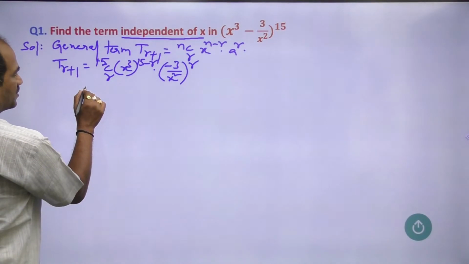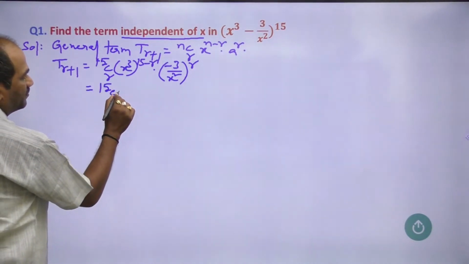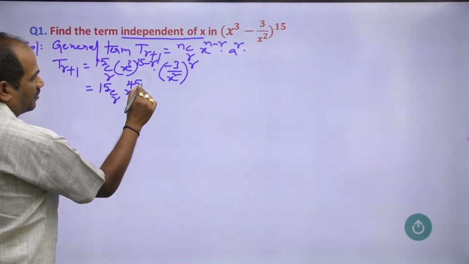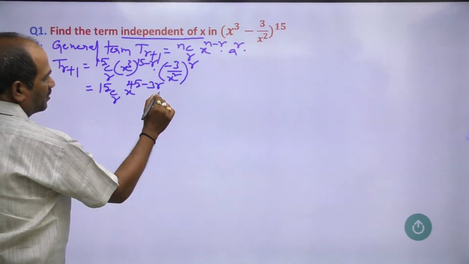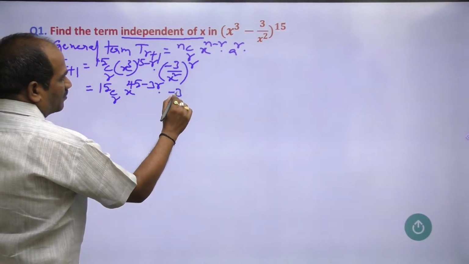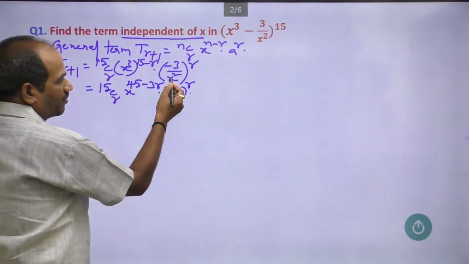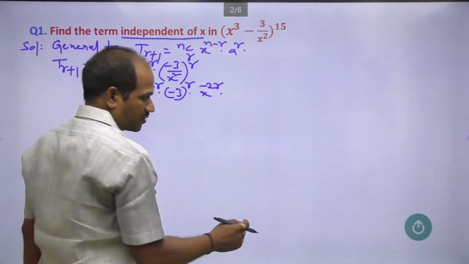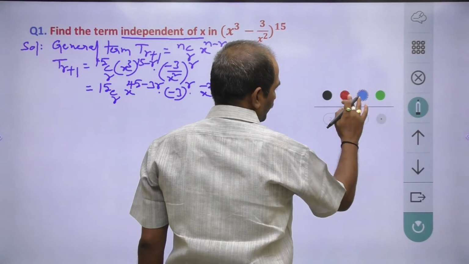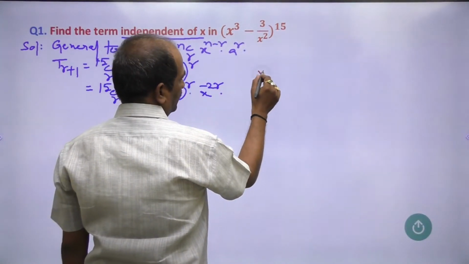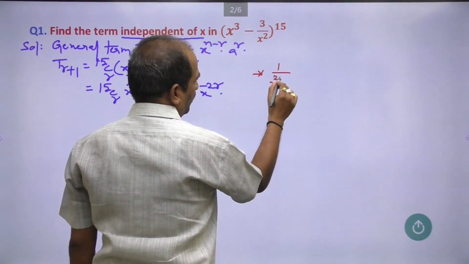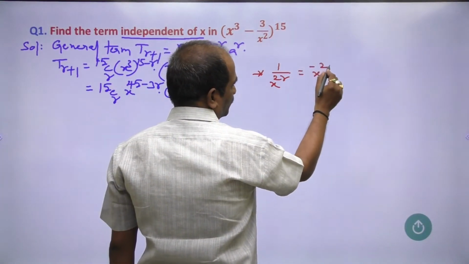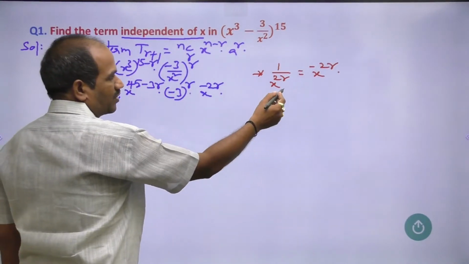That is equal to 15Cr into x^(3 into 15) which is x^45 minus 3r, that is x^(45 - 3r), into (-3)^r into 1 by x^(2r). Apply the formula: 1 by x^(2r) is equal to x^(-2r).